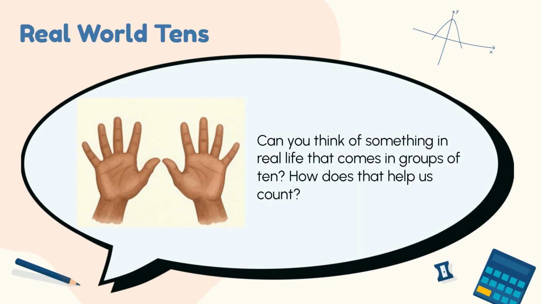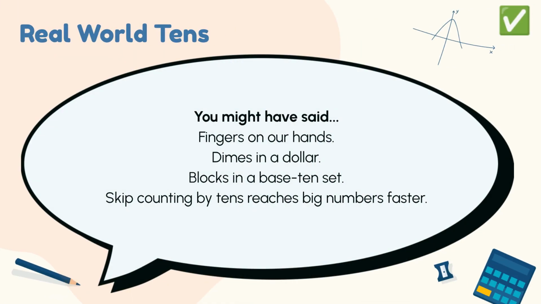Can you think of something in real life that comes in groups of 10? How does that help us count? Some real-world examples are fingers on our hands, dimes in a dollar, or blocks in a base 10 set. Skip counting by tens helps us reach big numbers faster.